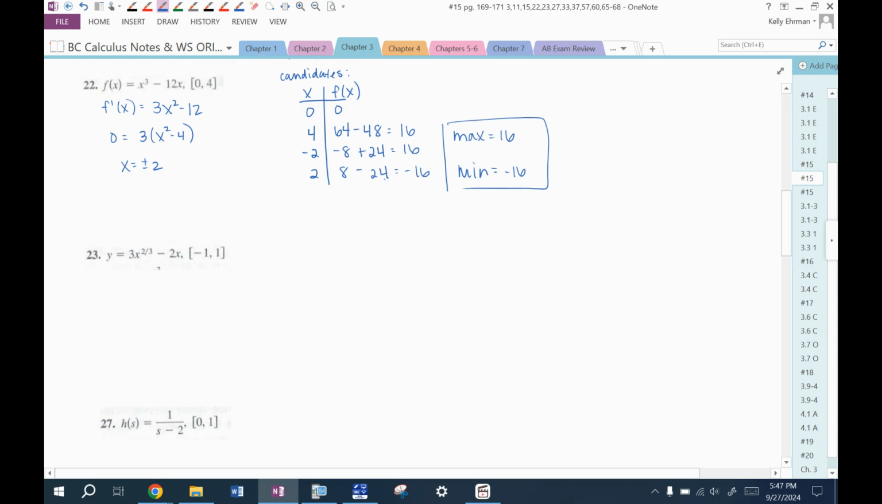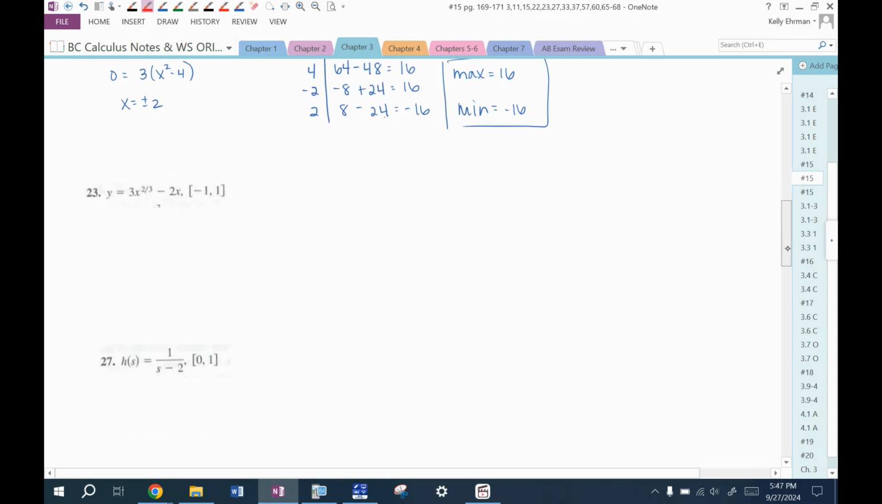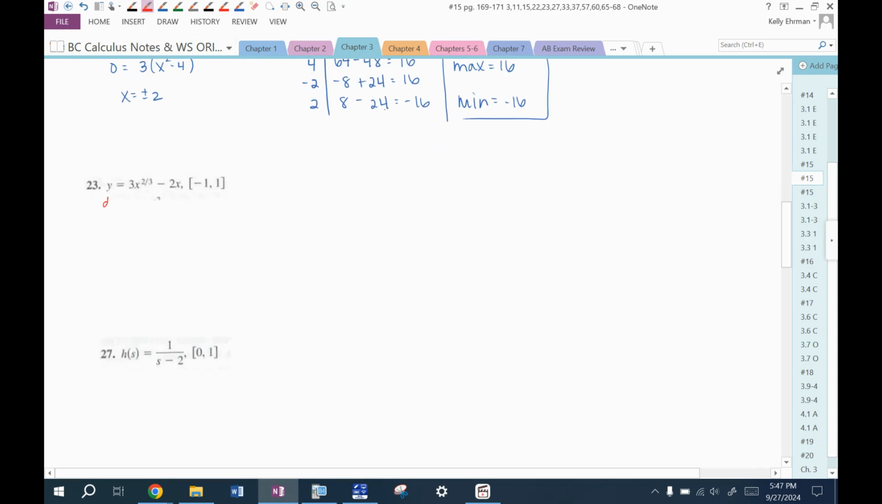Okay, same directions for number 23. So let's find y prime or dy dx. 3 times 2/3 is 2, x to the negative 1/3, minus 2. Remember, you do want to get a common denominator here. So this is 2 over x to the 1/3 minus 2. So you want to get this into one fraction.